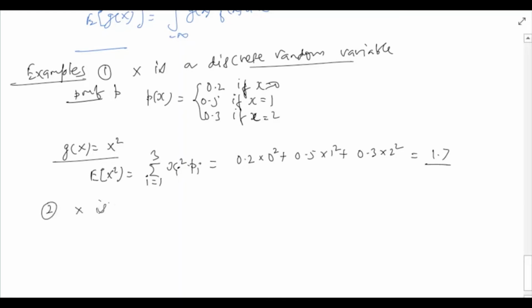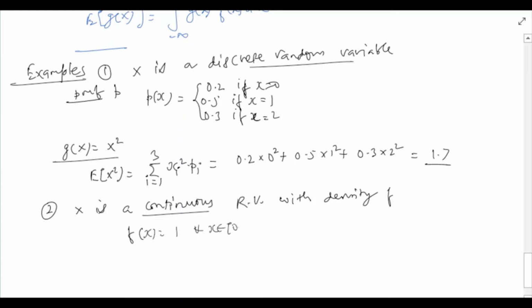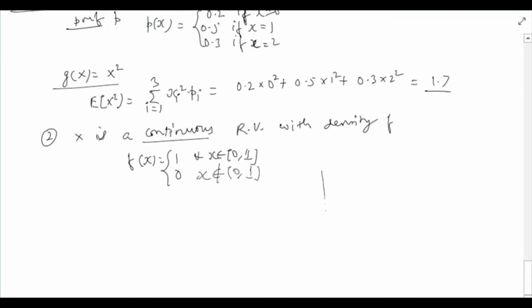So X is a continuous random variable with density f given as follows. f of small x is 1 for all x in [0, 1], and it's 0 for all x not in [0, 1]. So recall that we refer to this random variable as uniformly distributed over [0, 1]. This is how the density looks.